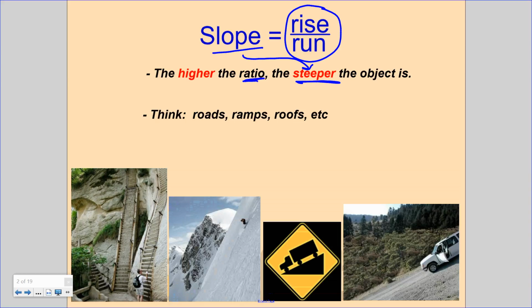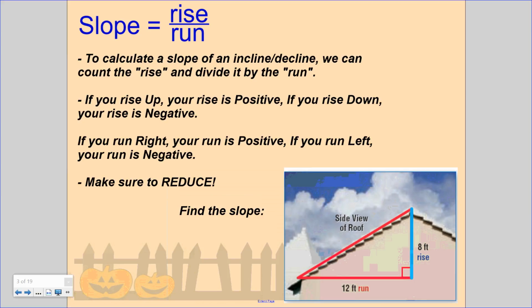So when we're discussing slope, you might think of things such as roads, ramps, roofs. Anything with an incline or decline has a slope, and so mathematically we can represent that incline or decline using slope to explain that steepness. So, as we said, slope is that rise over the run. So to calculate a slope of an incline or decline, we can count the rise and divide it by the run.